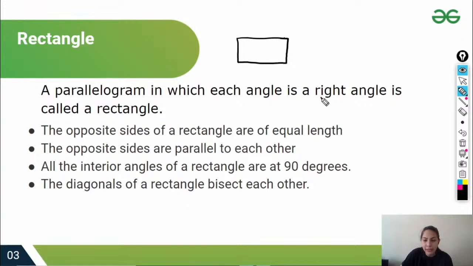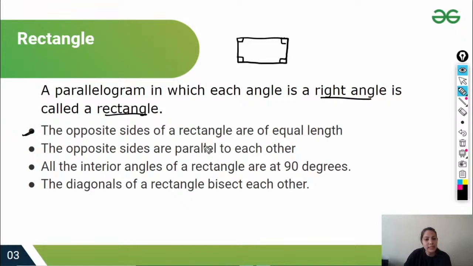So this is a mandatory property, ki jo har angle jo rectangle ka hoga, that should be of 90 degrees. Then such type of parallelogram is called a rectangle. So, ye sab parallelogram ke sab parts hai. Parallelogram mein kuch modification ya kuch changes, kuch variations hote hai. Unhi ke base pe ye sab types hai, okay? So, parallelogram in which each angle is a right angle is called a rectangle.